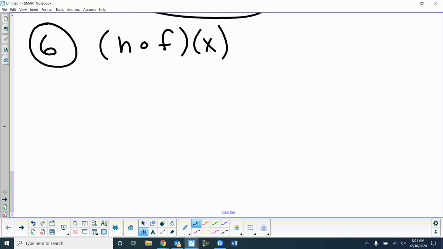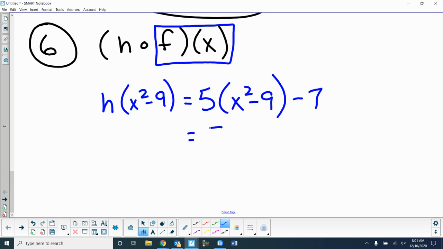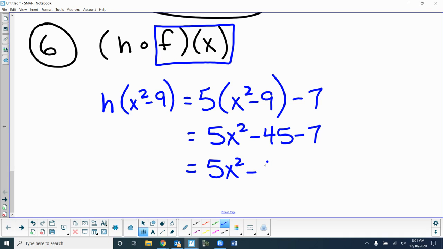Okay. So again, when it's the circle, we're taking the f of x, that answer, and putting it in for h. So I'm doing h of whatever f of x was, and that was x squared minus 9 again. All right. And h of x was 5 times x minus 7. So again, the x squared minus 9 goes in for the x, and then the minus 7. We'll distribute the 5, and then combine like terms to simplify it. Oops, not 6, 5.